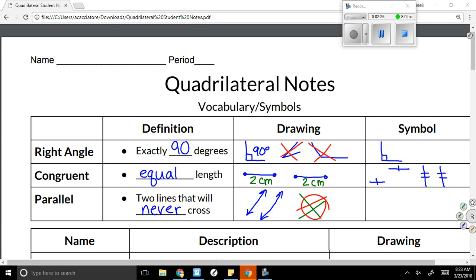The symbol that we use for parallel, we have those 2 lines, and then we use a little, it almost looks like an arrow going through it. And just like the congruent, if they have the same number of arrows, then that means that they are parallel to each other. So these ones, even though they would definitely run into those other ones, if I put 2 little arrows, that means that those 2 are parallel to each other.